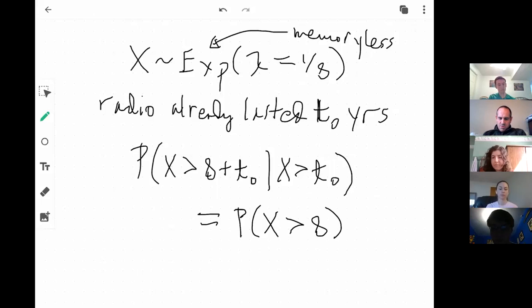And that is just going to be equal to e to the minus 8 lambda or something, right? Because the cumulative distribution function is 1 minus e to the minus lambda x. Here we have 1 minus the cumulative distribution function. So what does that end up being? e to the minus 1.